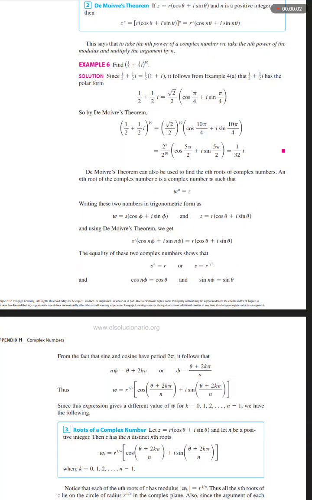Example 6. Find (1/2 + 1/2 i)^10. Solution: since 1/2 + 1/2 i equals 1/2 times (1 + i), it follows from Example 4a that 1/2 + 1/2 i has the polar form 1/2 + 1/2 i equals √2/2 times (cos π/4 + i sin π/4).